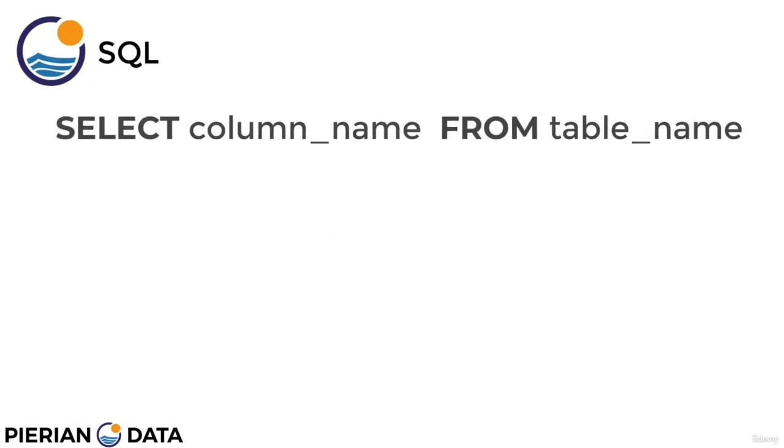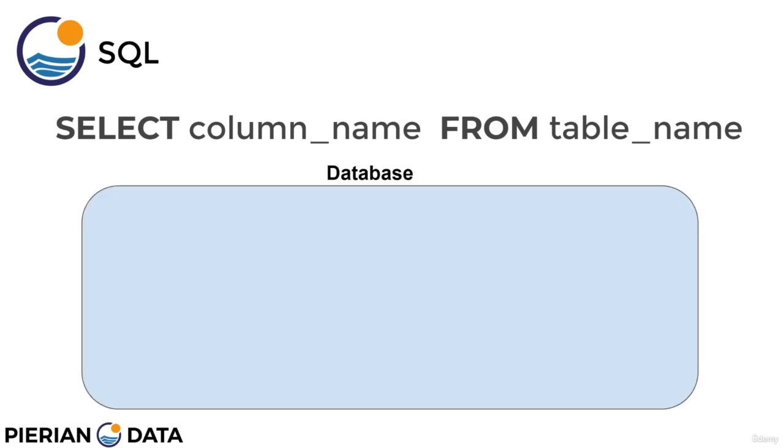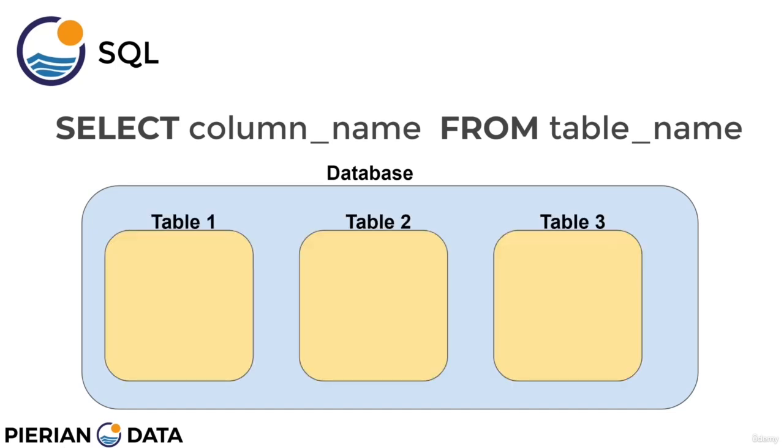So let's see how this actually works within PostgreSQL. We already know that we have a database, and then we right-click on that database and we open up that query editor. In our case, it will be the example DVD rental database. And so the way PostgreSQL operates is inside of this database, you're going to have some number of tables. Here we have an example of 3 tables.